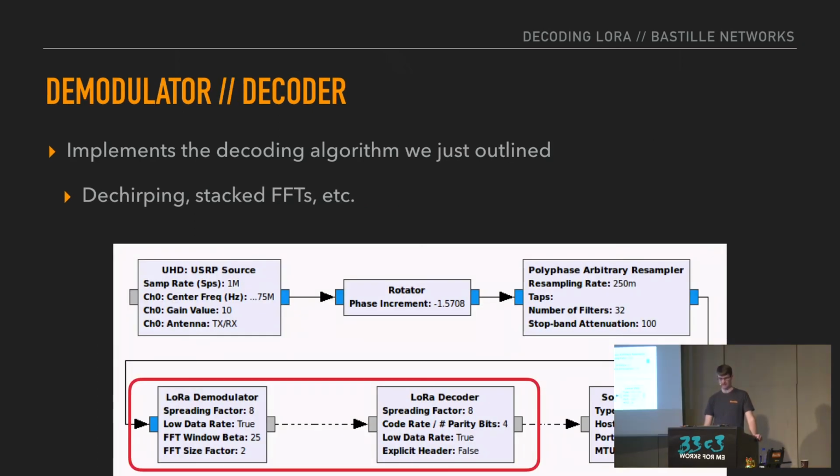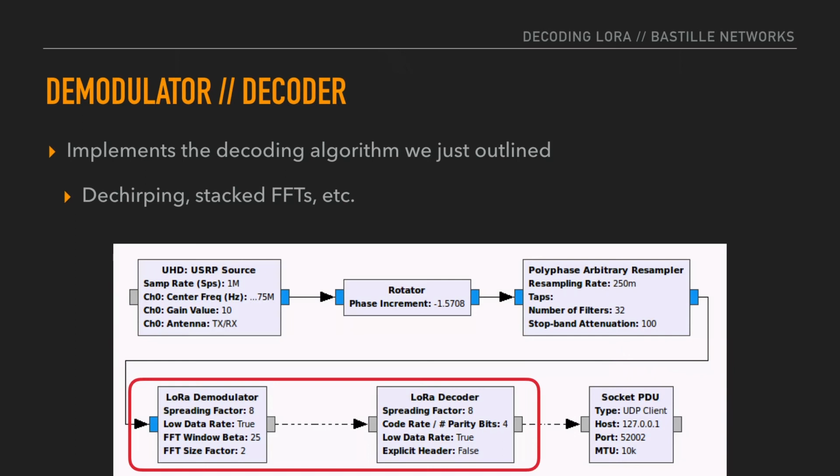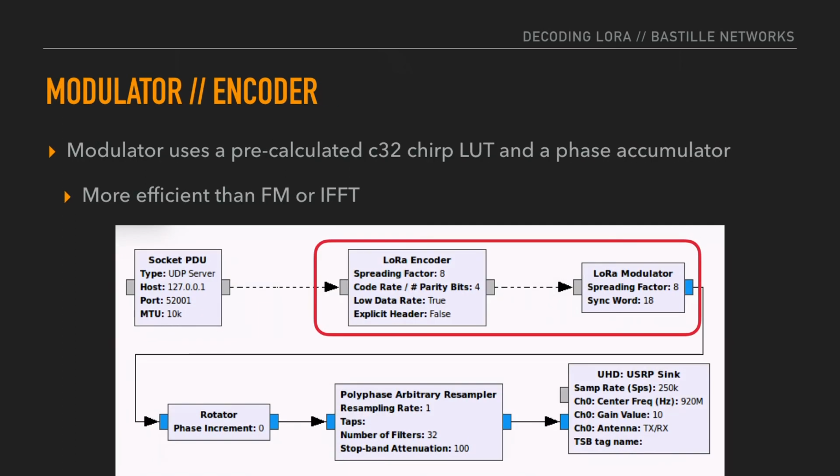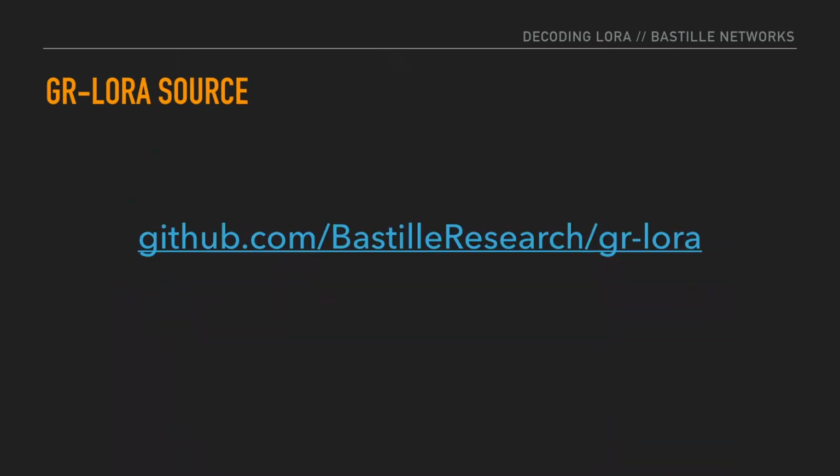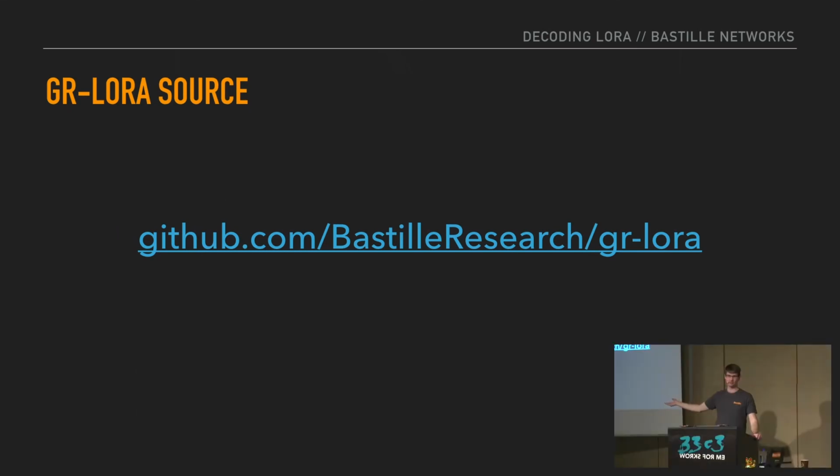So the demodulator and the decoding implement the process that we just reverse engineered using the stacked FFTs and all that. The modulator and the encoder use a more efficient method that does direct synthesis of the chirps. So rather than computing the FFT results and then doing an IFFT of that, we can actually index into a pre-computed chirp to make the generation a lot more computationally efficient. If you want the source, it's right there. Just pushed a giant update to it about 2 hours ago. So if you're interested in playing with it, there it is.